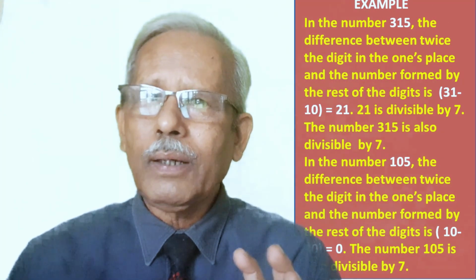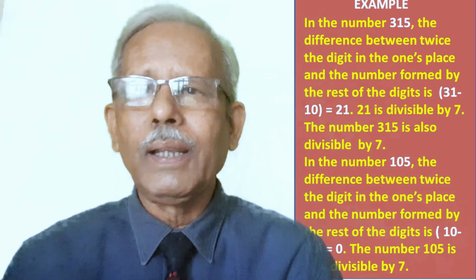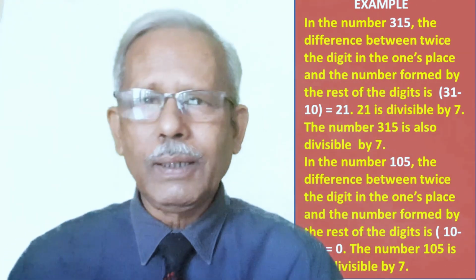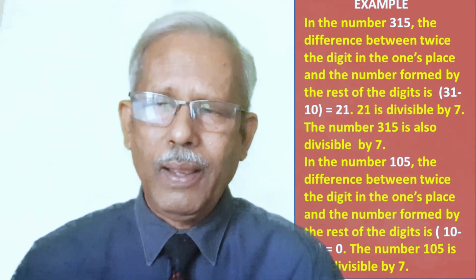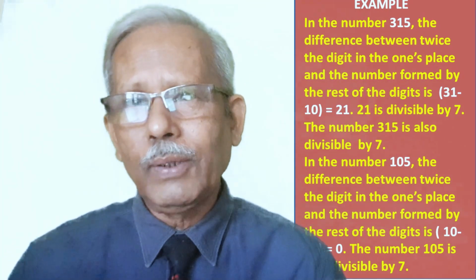If the remaining number, the difference, is either 0 or divisible by 7, then the whole number is also divisible by 7. So you have to remember this, particularly in the case of 7. Now let us take the example of number 8, how it is divisible.